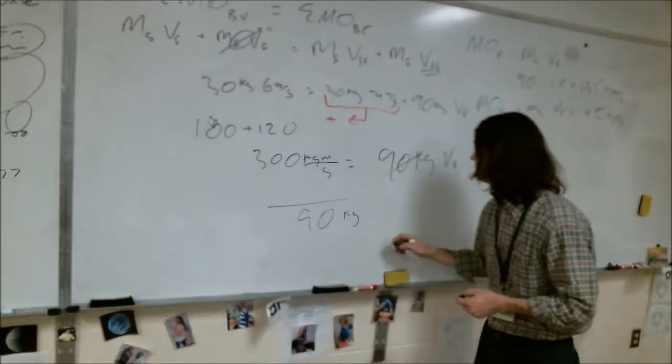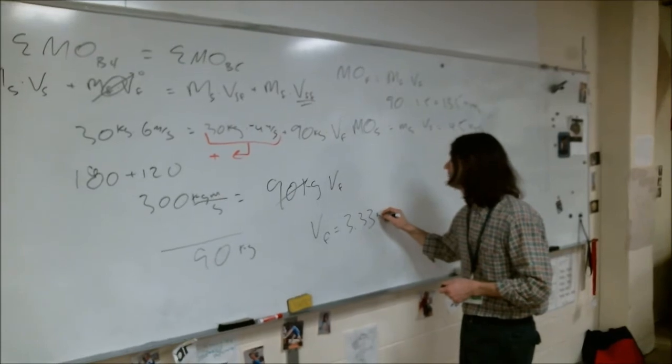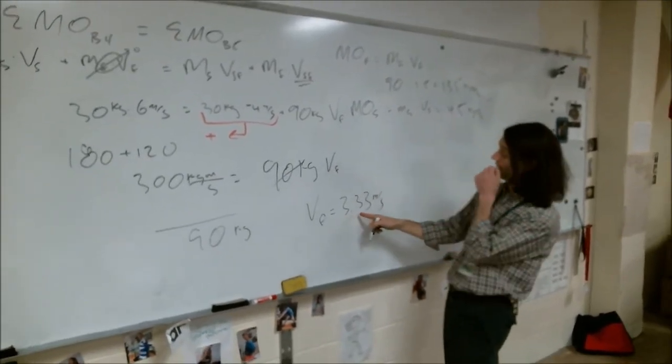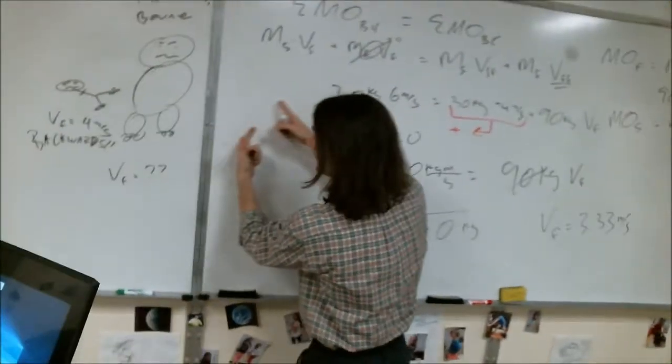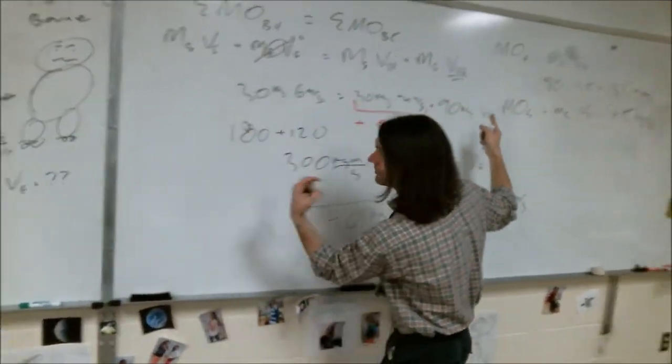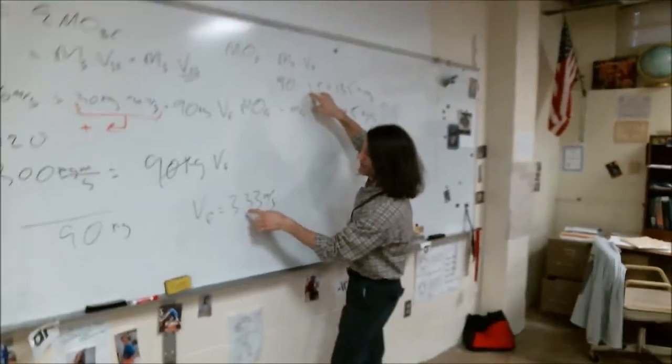Which is 3.33. Thank you. VF then is 3.33 meters per second. That's just the velocity, meters per second. So that means the fat kid, is he moving faster when they bounce or slower when they bounce? Slower. Very good, faster. It's okay.